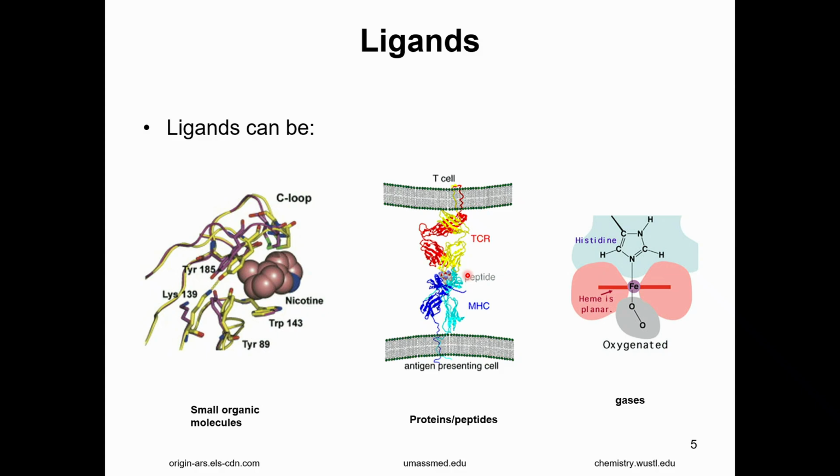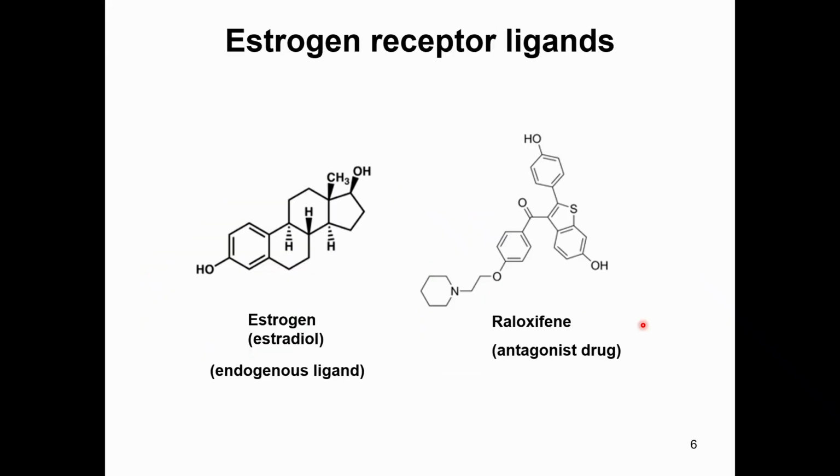Ligands can even be gases. So for instance, this is something like hemoglobin here. And there's an iron atom that can undergo redox reactions here, and it can bind oxygen under certain conditions. So that's an example of a ligand being a gas. So all sorts of things can be ligands.